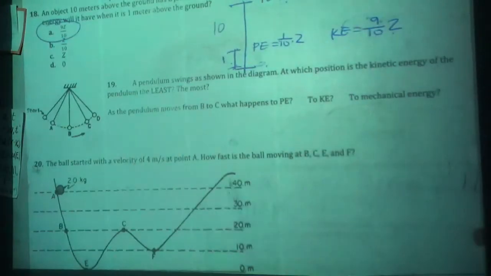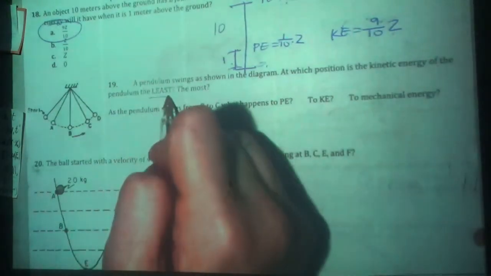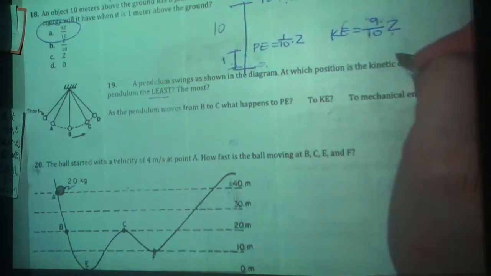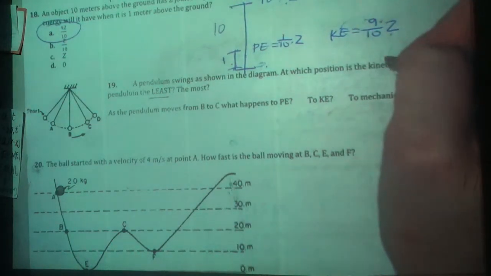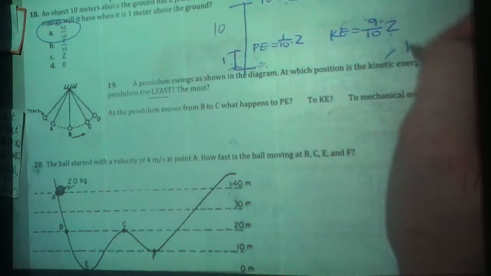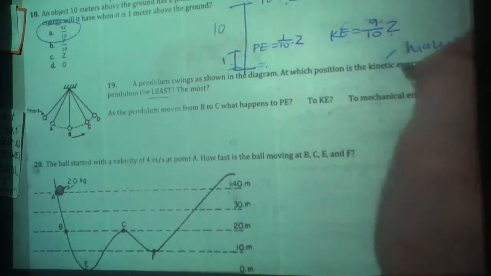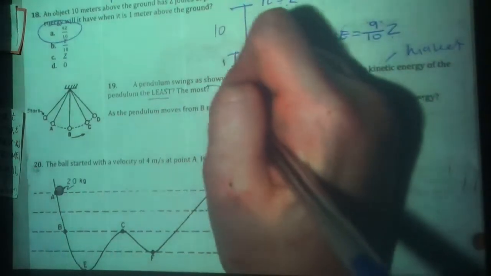At which point is the kinetic energy the least? Kinetic energy is the least when potential energy is the most. So this is like the highest point. And then the most kinetic is when potential is the least. This is the lowest point. So the highest point would be like the start, or you can think about it as point D, and then the most kinetic energy would be at point B.